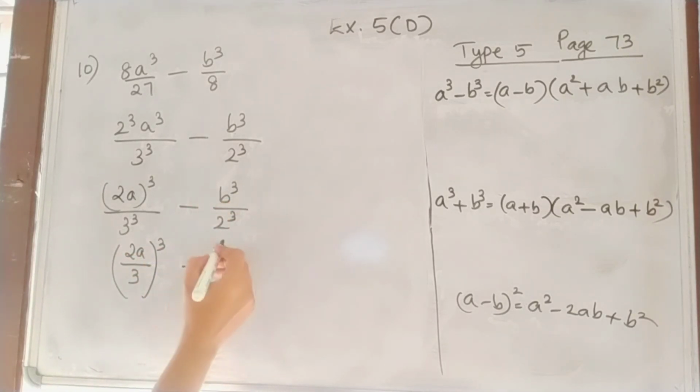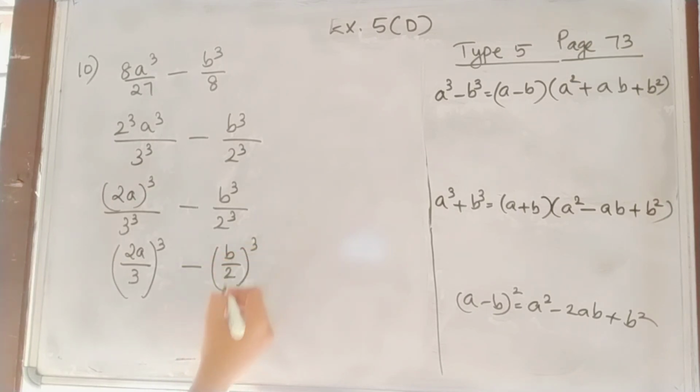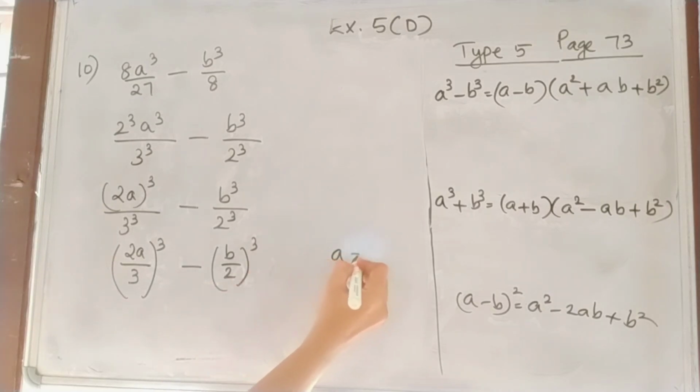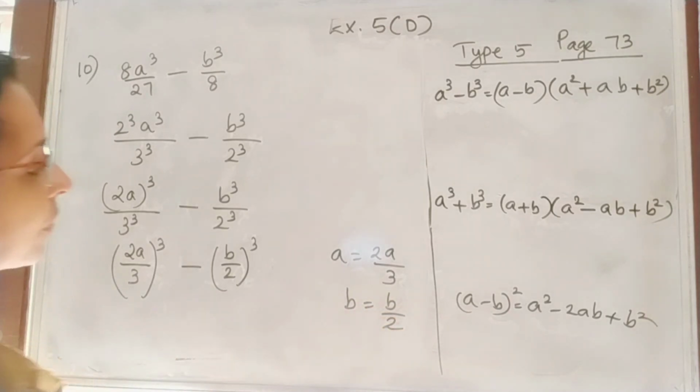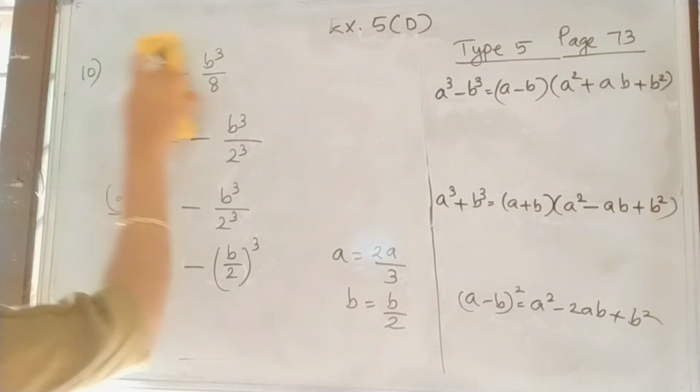Similarly, how can we write this? This can be written as b by 2 the whole cube. This is in the form of what? a cube minus b cube. Here a is equal to what? 2a by 3 and b is equal to b by 2. So a cube minus b cube. How can we write a cube minus b cube?